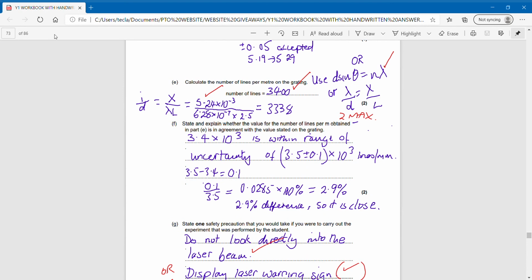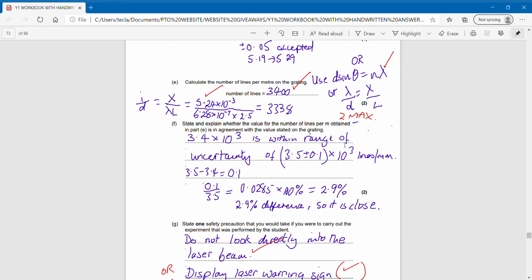F, state and explain whether the value for the number of lines per millimetre obtained in part E is in agreement with the value stated on the grating. So 3.4 times 10 to the 3 was the value we got, which is within the range of uncertainty of 3.5 plus or minus 0.1 times 10 to the 3 lines per millimetre. And we have got a difference of 0.1, and as a percentage, 0.1 divided by 3.5 times 100 equals 2.9%. So 2.9% difference, so it is close.